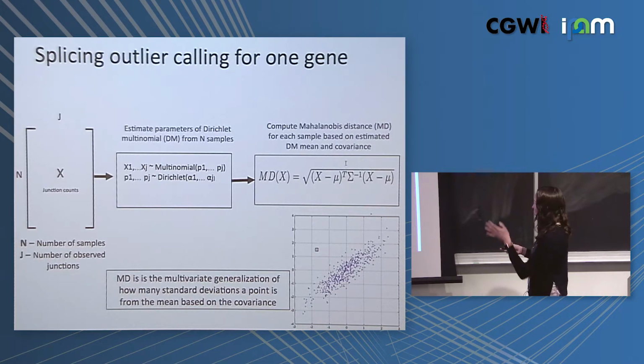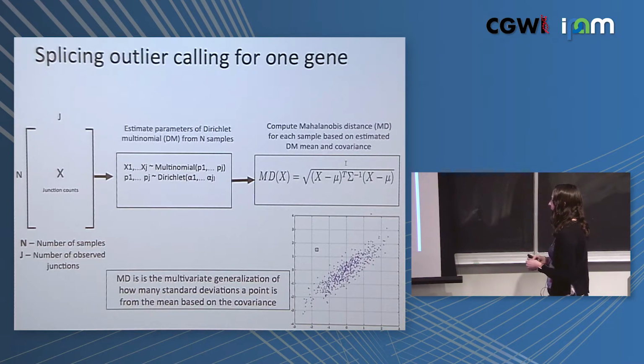Then for any new individual that we have, we can take their junction counts and compute the Mahalanobis distance for that sample compared to the parameters that we learned from the population. So this is just, the Mahalanobis distance is just a multivariate generalization of how many standard deviations a given sample is away from the mean, taking into account the variance and covariance of that distribution.